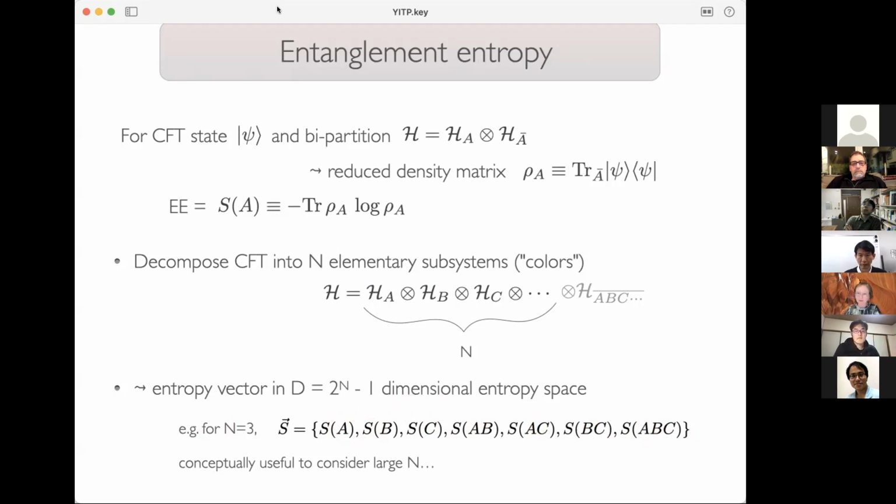We can take a fully permutation invariant symmetric combination, S of A plus S of B plus S of C, divided by 3 to normalize it, and describe that as one quantity. That's one axis. Another axis is S of AB plus S of BC plus S of AC divided by 3. That's another fully permutation invariant quantity. And for n equal to 3, there's nothing more.